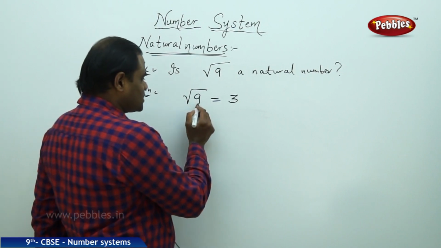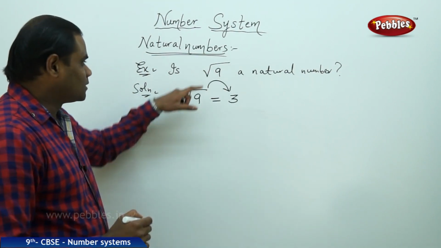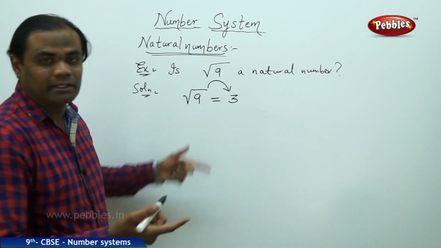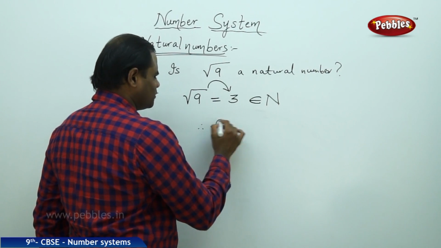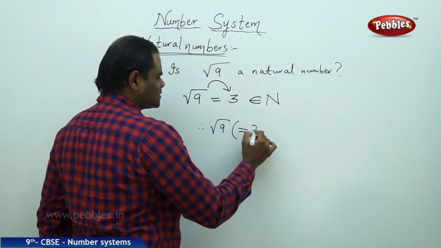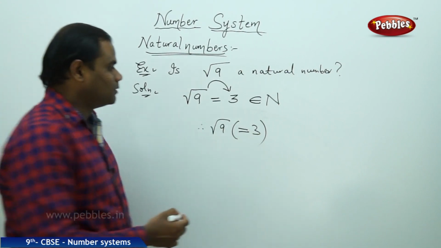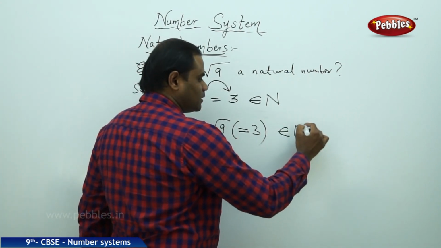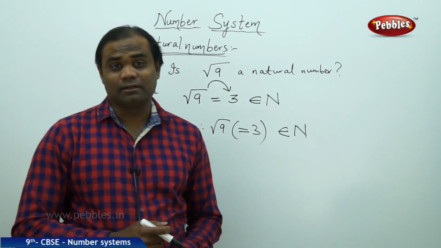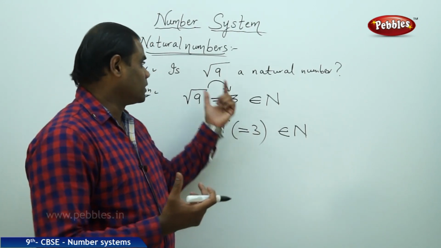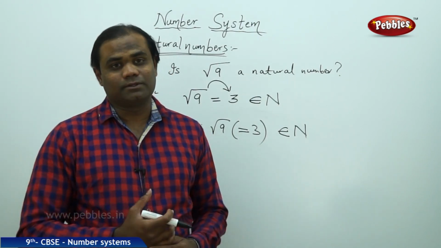Now, because this can be indirectly expressed in the form 3, we understand that root 9 is equal to 3, and clearly 3 is a natural number. And therefore, indirectly root 9, which can be expressed as equal to 3 after its simplified form, is a natural number, belongs to N, is how I understand the unsimplified questions given to be identified as a natural number or not a natural number.